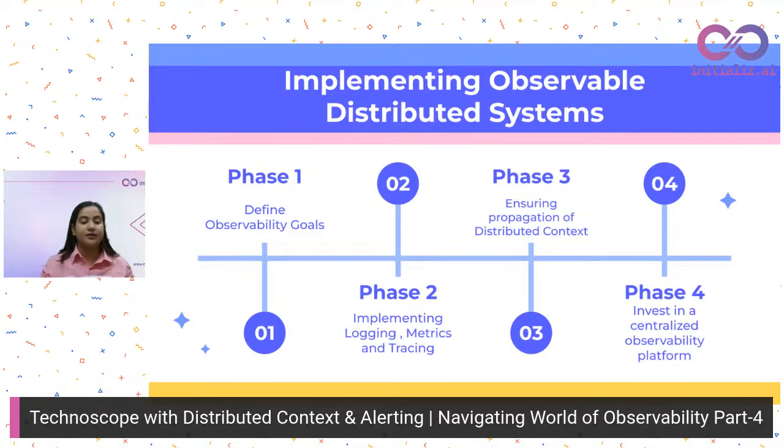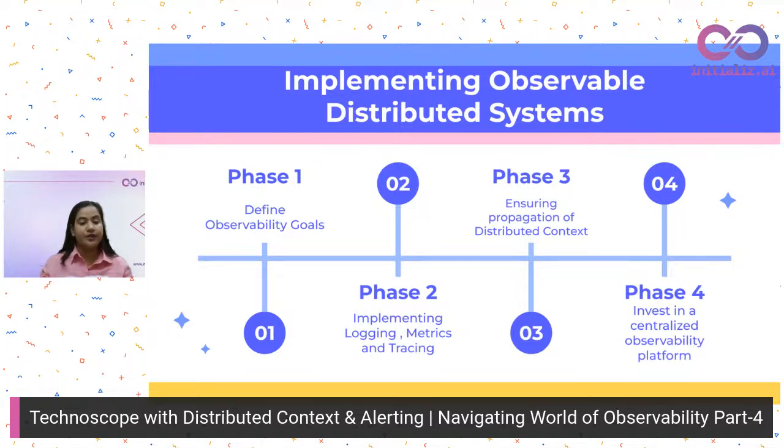The third phase is implementing distributed context. We talked about distributed context. It is a tag or an ID relevant to the container, or say the package going through this process, such as request IDs, user IDs, or transaction IDs, and it has to be propagated consistently across the services. It helps correlate information across logs, metrics, and traces. So it provides a complete picture of the system's behavior.